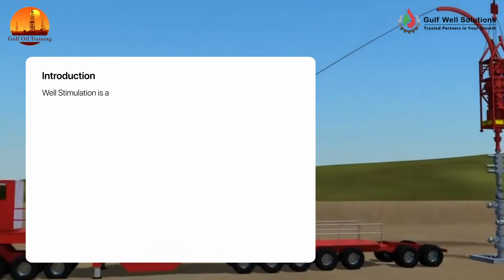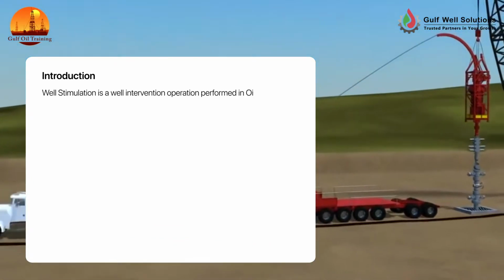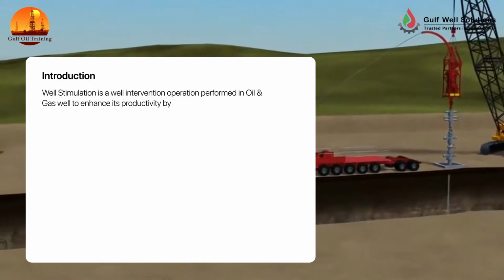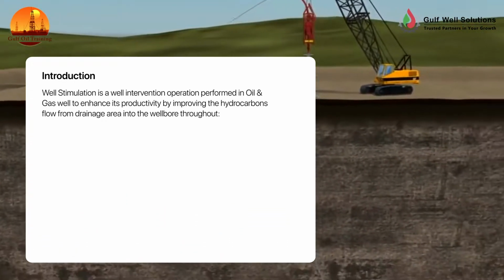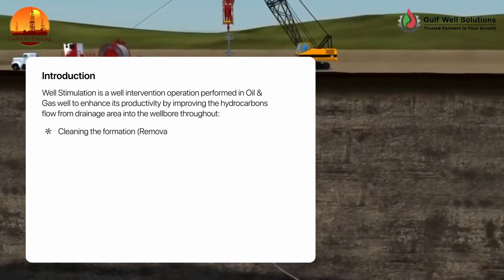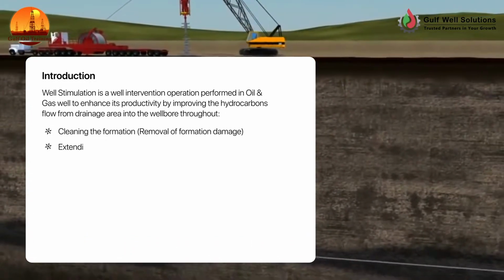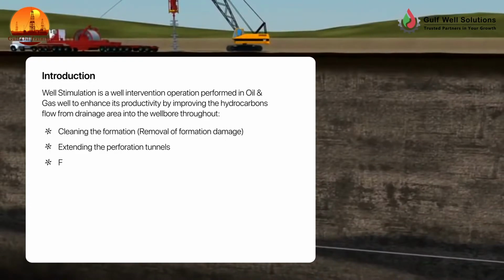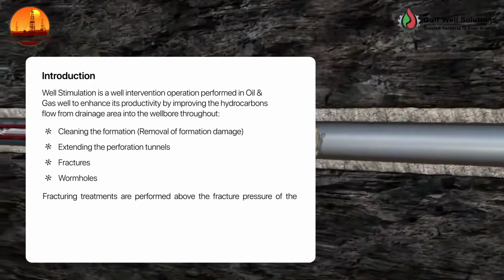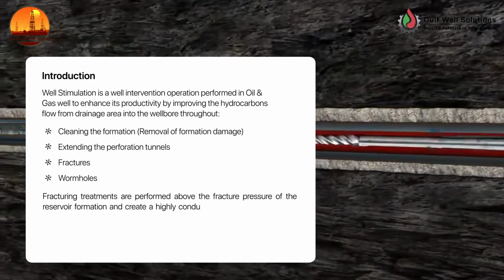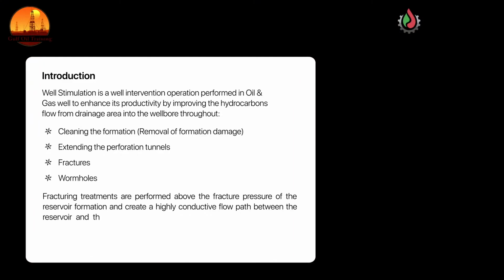Well stimulation is a well intervention operation performed in oil and gas wells to enhance productivity by improving the hydrocarbons flow from the drainage area into the wellbore through cleaning the formation, removal of formation damage, extending the perforation tunnels, fractures, and wormholes. Fracturing treatments are performed above the fracture pressure of the reservoir formation and create a highly conductive flow path between the reservoir and the wellbore.